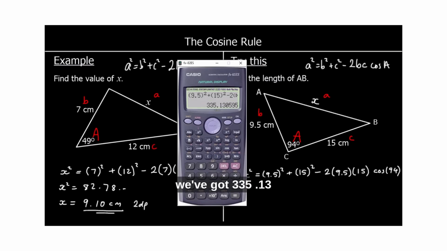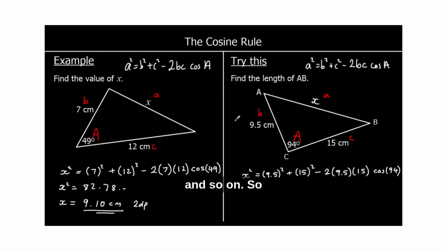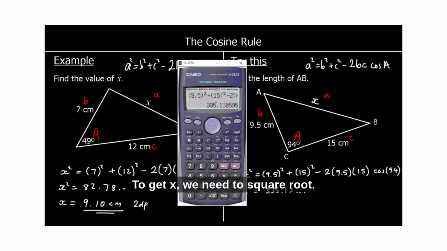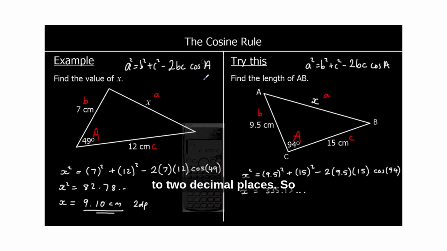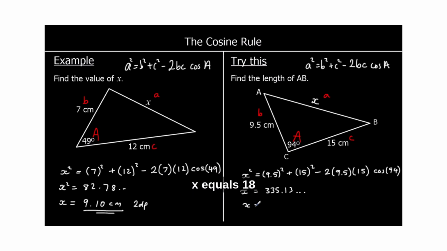So we've got 335.13 and so on. That's x squared. To get x, we need to square root. So I'm going to press square root answer, and that's 18.31 to 2 decimal places. So x equals 18.31. It's in centimeters and it's to 2 decimal places.